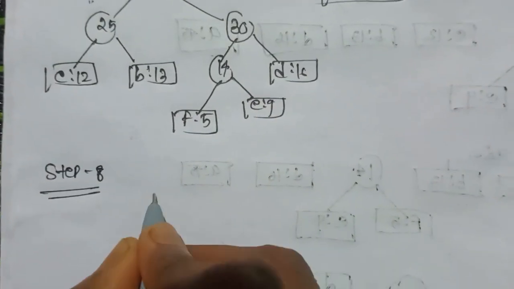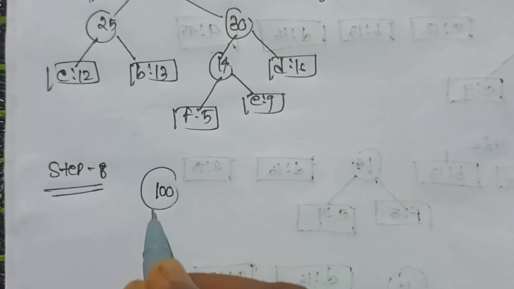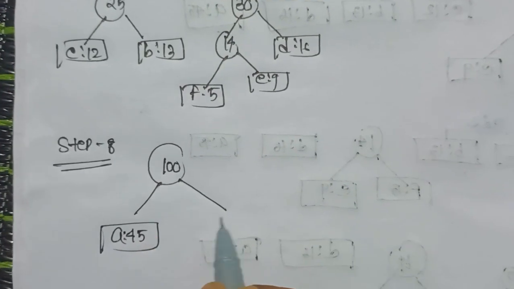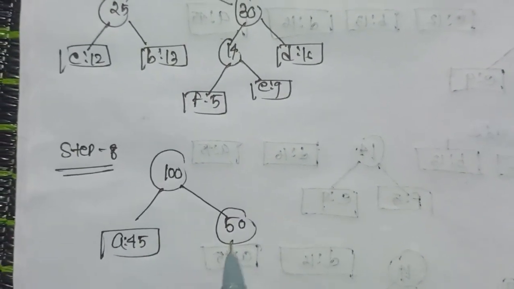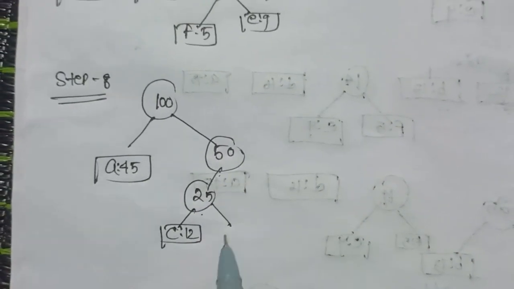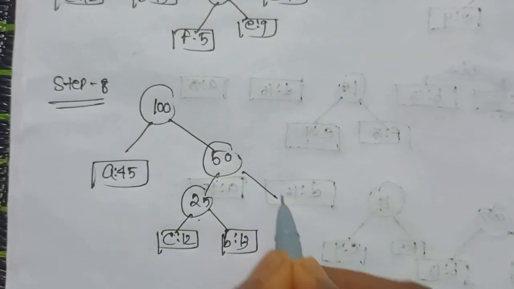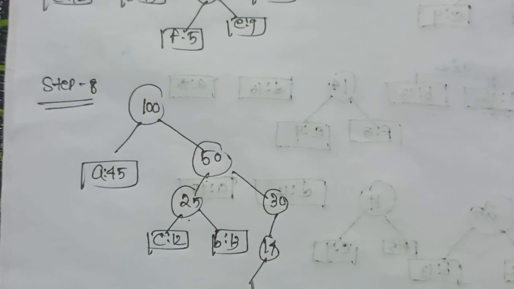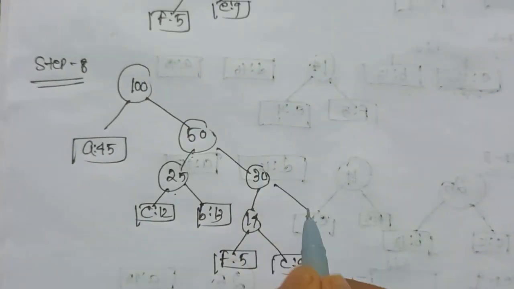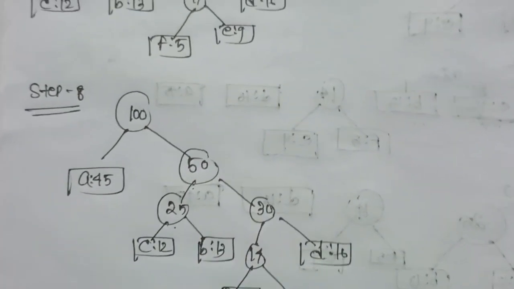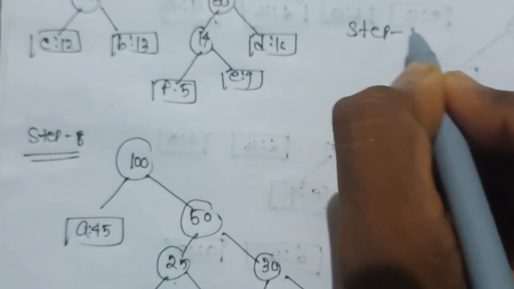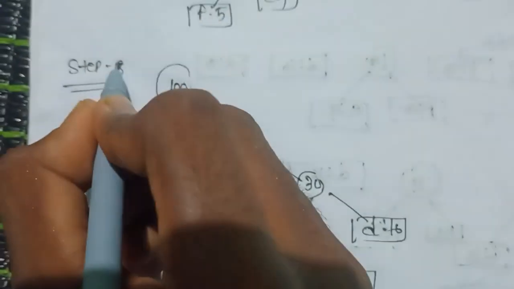So simply I write 100, here A45 will come, then in the right side 55, 25, then C12, then B13, then 30, then 14, then F5, then E9, then D16. If you don't understand, I can write down these steps because you are confused. Step number 8. This is step number 9.